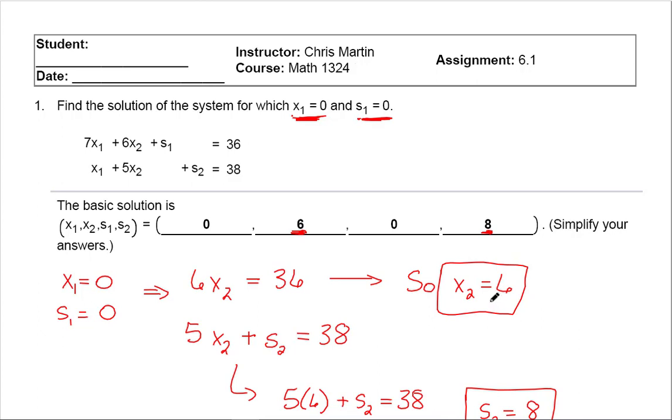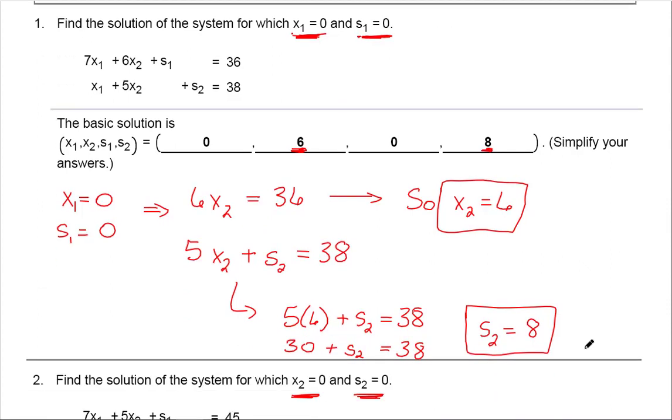So that can lead us to the next problem. So let's see, this one is 0, that's gone. 5x2, all right, that's 5 times 6, we just found x2. So 5 times 6 plus s2 is 38. So 30 plus s2 is 38, and we can solve and figure out that s2 is 8. All right, so that gives us our basic solution.